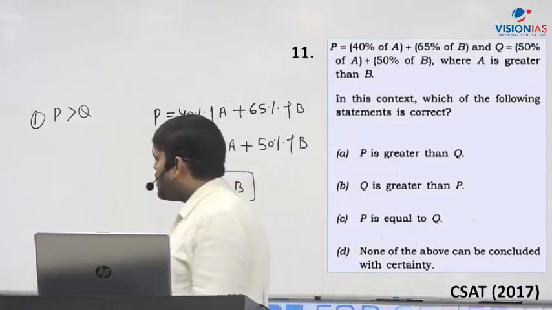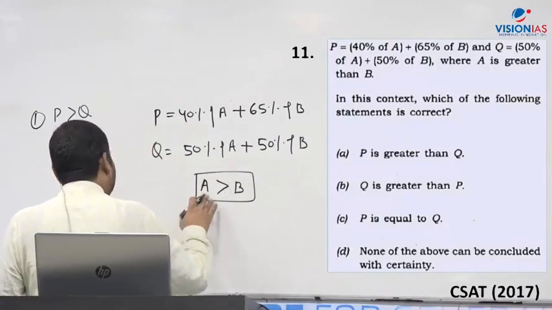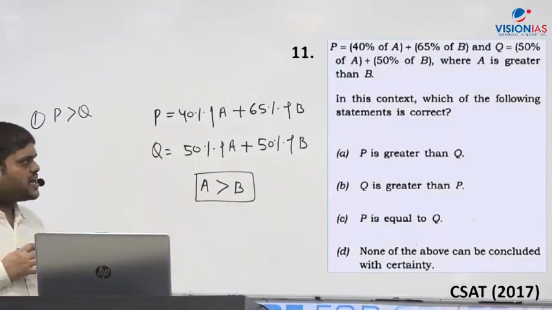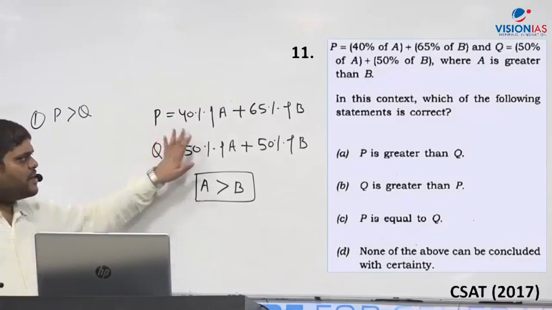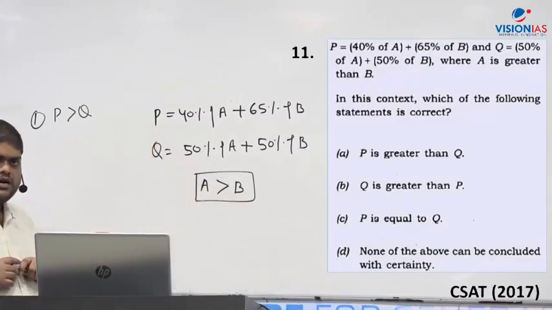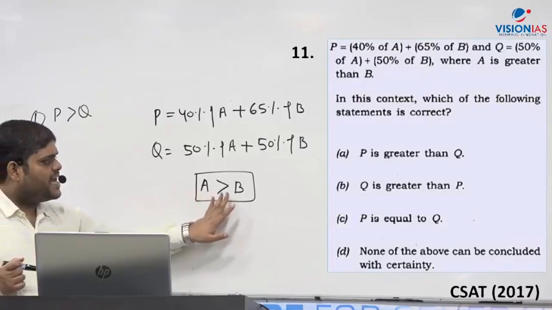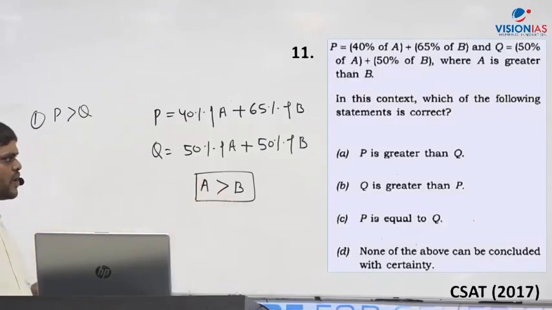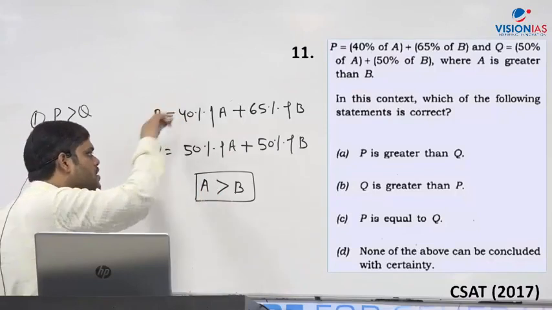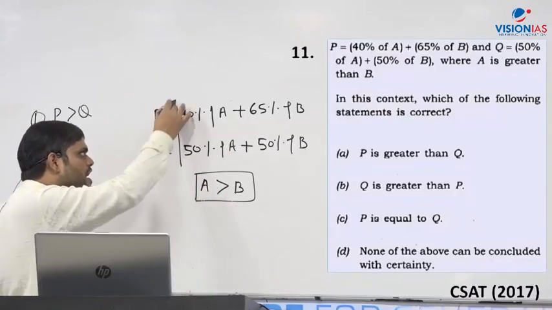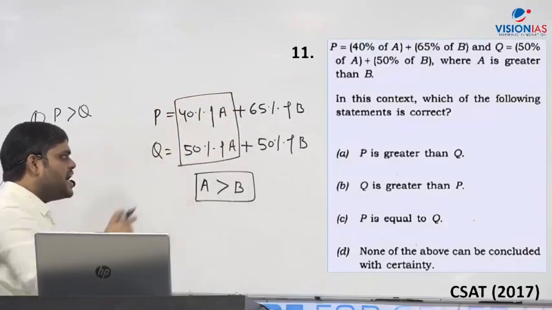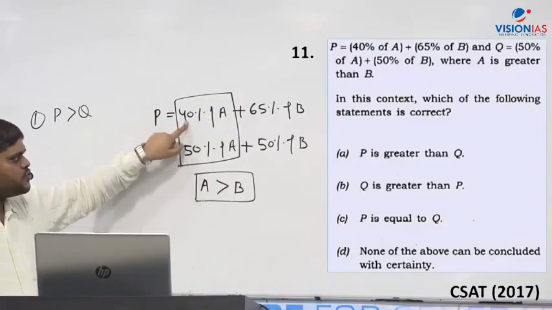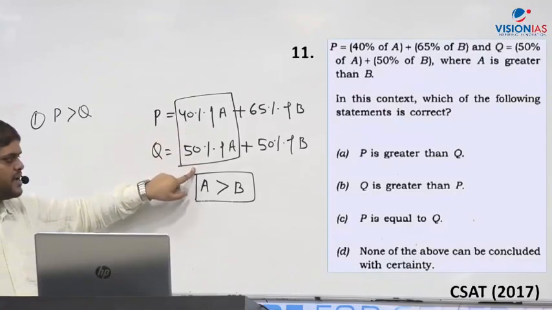This is a basic conceptual question. It is given that A will be more than B. That means the value of A will always be more than B. That means one thing we are sure of. Now tell me, if I see these two, what can I infer from here?